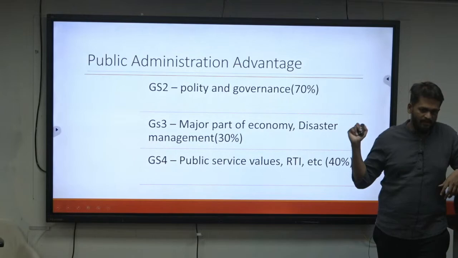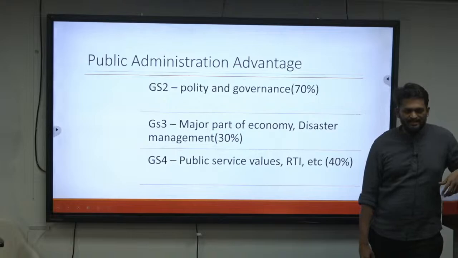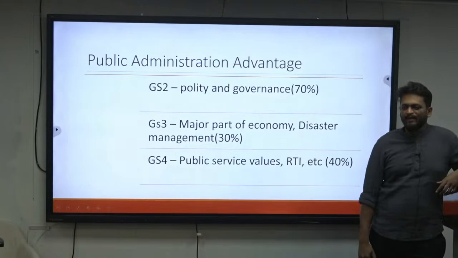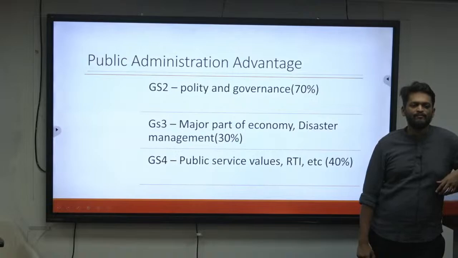Polity and governance, actually the entire polity and governance is part of public administration. In GS paper 2, the only thing that is left out is international relations. That part is not part of public administration. So out of the entire GS paper 2, 70% is public administration. The advantage here is it will reduce 70% of your effort in studying GS paper 2, because it is the same topics, same concepts, similar types of questions.